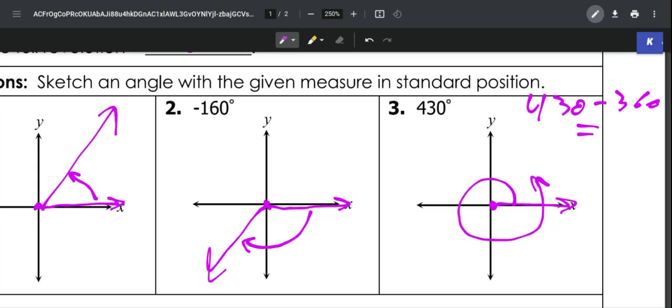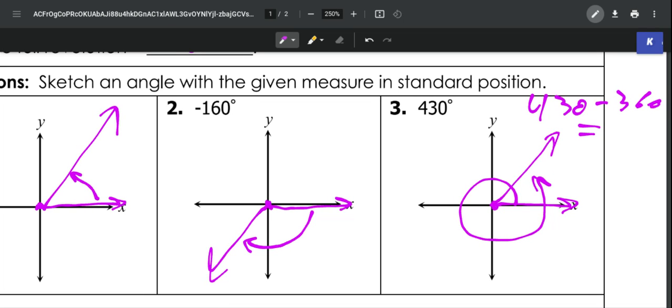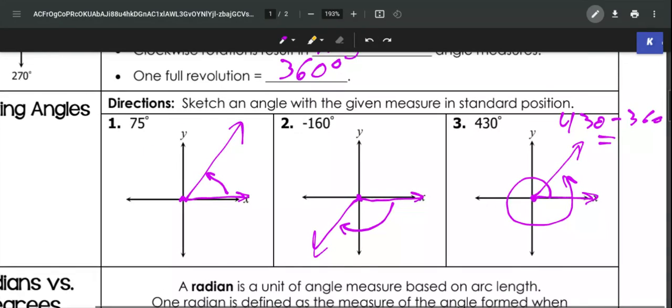Yeah. So then this portion here would be approximately at 70 degrees if we were looking at it without the rotation. But you have to make sure that you go all the way around when you first start, and you're going counterclockwise because it's a positive number, and then you're going in a full rotation because it's more than 360 degrees. So 430 would end up at the same place as 70 degrees. So that's just sketching these.